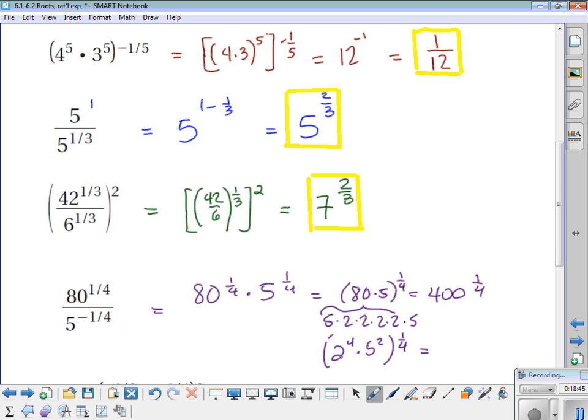So 1/4 times 4 is what? What's 1/4 of 4? 1. So I have 2 to the 1st power, right? Yes. So do I have to write the 1, Oscar? No, I don't have to. But can I if I want to? Yes. Okay. And then your 5 is going to be 1/4 times 2. So what is 2 times a quarter? If you have 2 quarters, how much of a dollar do you have? Half of it. Okay, so that would be your final answer on that one.